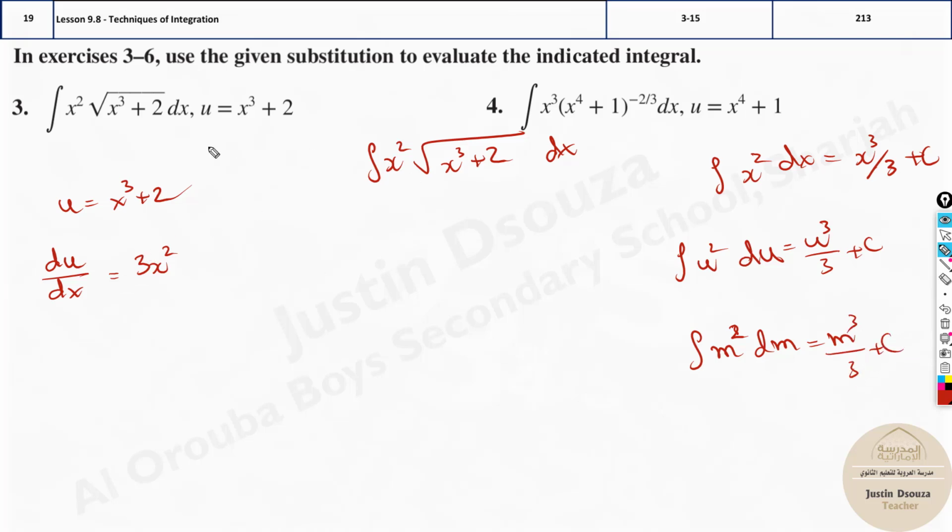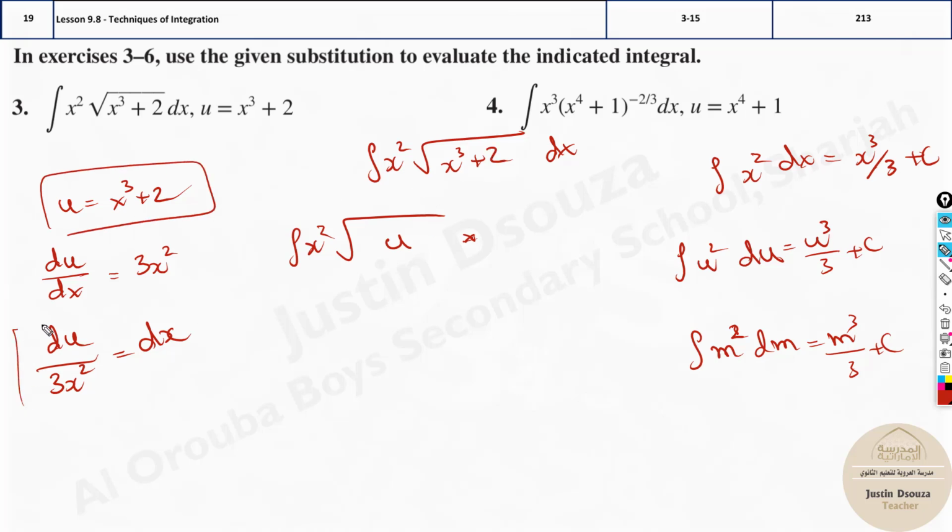Same way over here, now you're changing this to u, isn't it? So your question is going to be x squared times the square root of u. And now dx has to be changed as well. So we will rearrange this: du divided by 3x squared is equal to dx. So I know u, I substituted, and now dx is also substituted. Dx is equal to du divided by 3x squared.